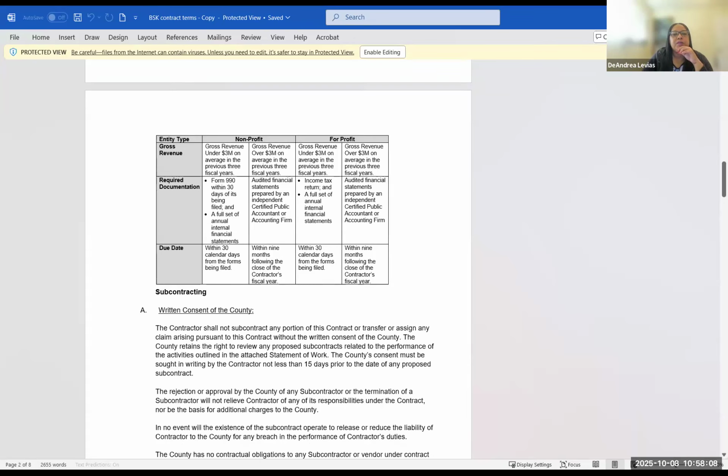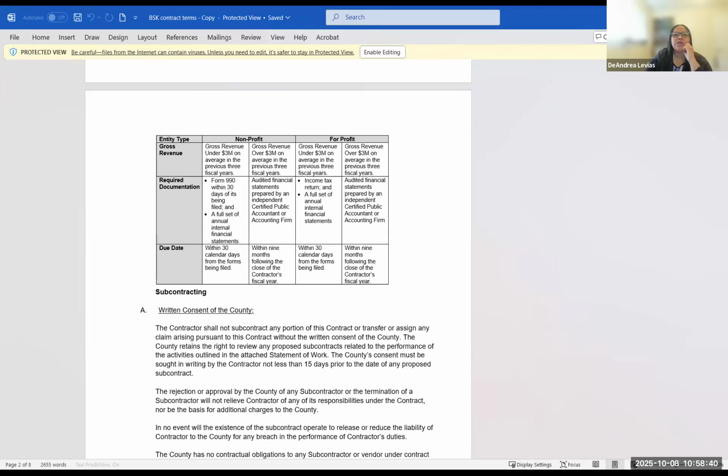So if you're over $3 million in revenue, then they're asking for actual audited financial statements prepared by a CPA or accounting firm within 9 months following the close of your fiscal year. So if your year ends in December, then they would be looking for audited financials sometime in September. Sorry, I had to do the math. Sometime in September.